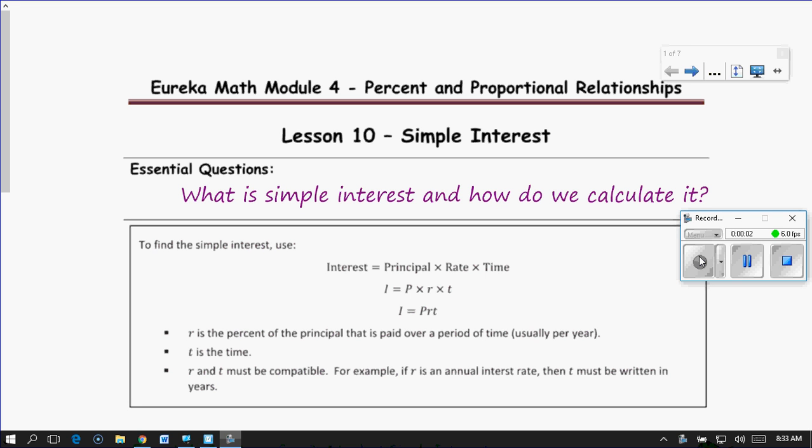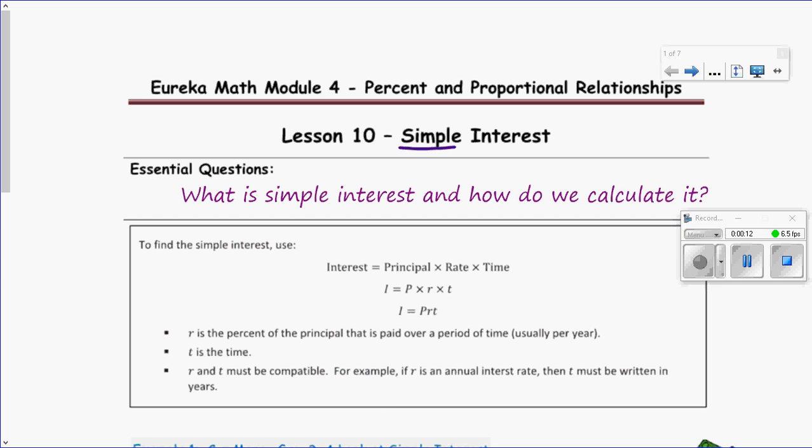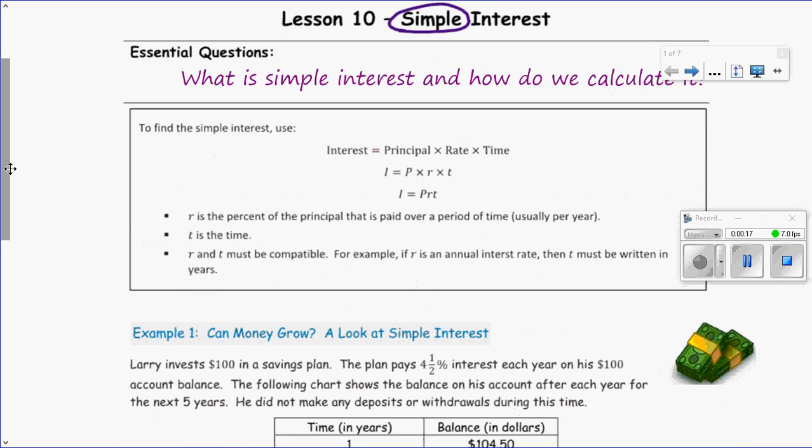Hi everybody, this is Module 4, Lesson 10, Simple Interest. We're going to pay attention to that word there, simple. There is something called compound interest, but we're only going to be talking about simple interest. So what is simple interest and how do we calculate it?